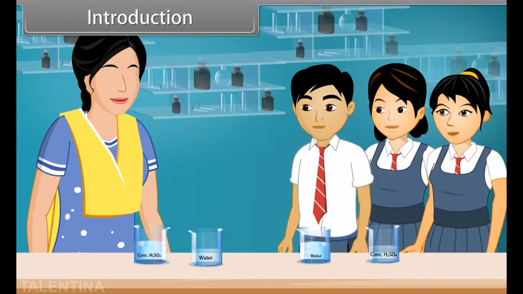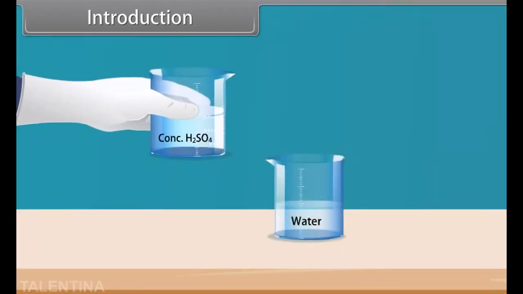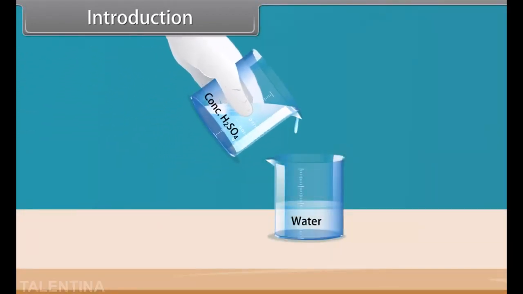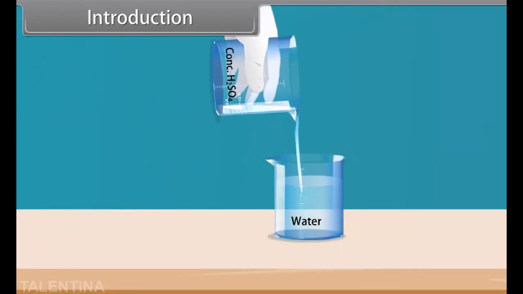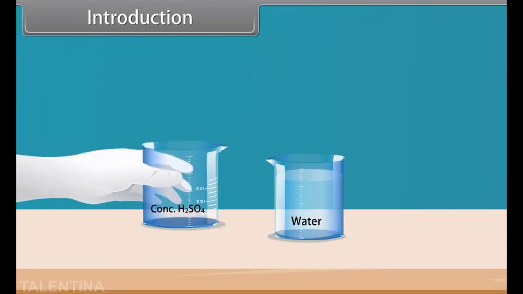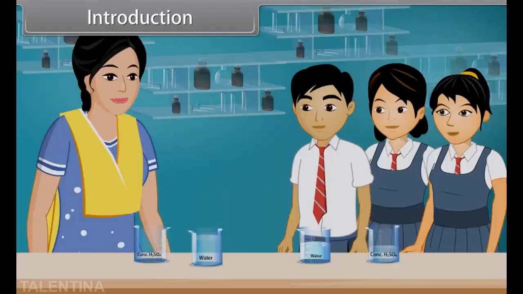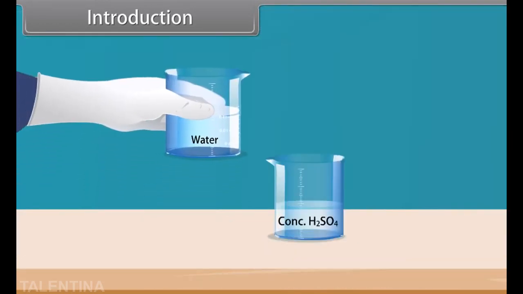Students, today we are going to perform an experiment in our chemistry lab. For this experiment, we require two important components, concentrated sulphuric acid and water. Firstly, we add concentrated sulphuric acid into water very slowly. Both are mixed smoothly. Now we add water into concentrated sulphuric acid slowly.